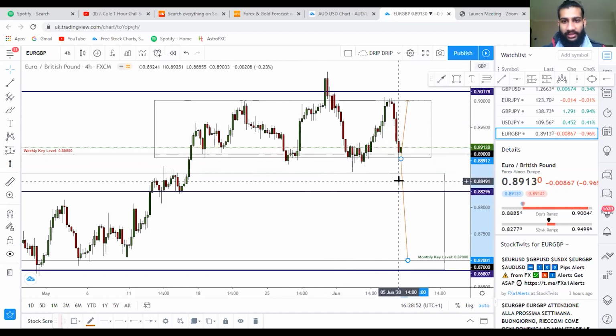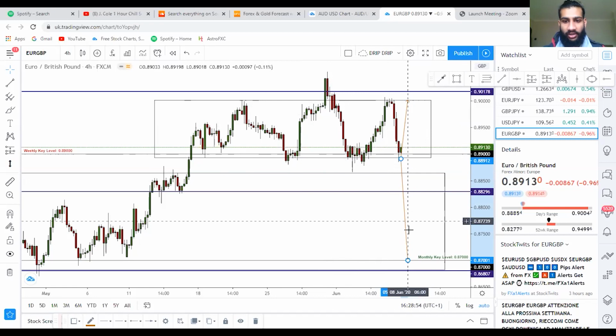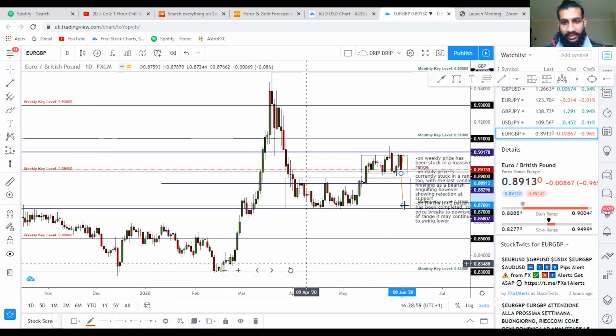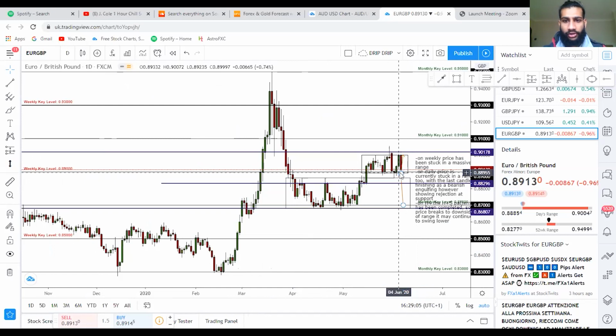If price was to break out of this, retest this, I'm definitely going to be taking the short into the other key level and monthly key level area over here. However, if I do see some rejection from this support level of the range box, I will definitely take the long up towards this monthly key, up towards the top of the range box. And upon the break of the range box and this key level over here, I will take it further up towards the actual bigger range box that we can see on the weekly.